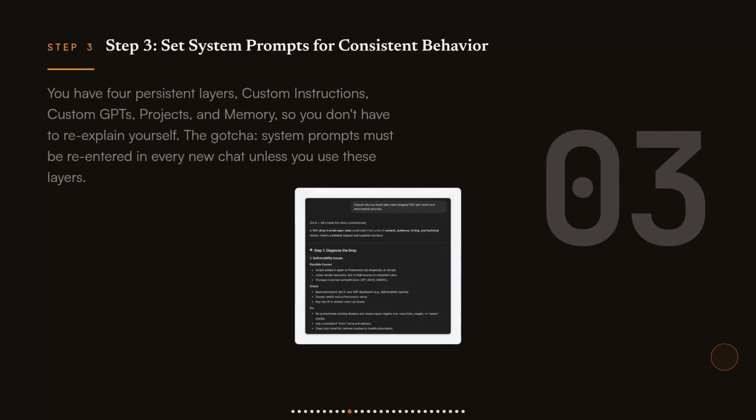Step 3, set system prompts for consistent behavior. The number one complaint I see is people retyping their preferences at the start of every single chat, tone, format, role, all of it, every time.